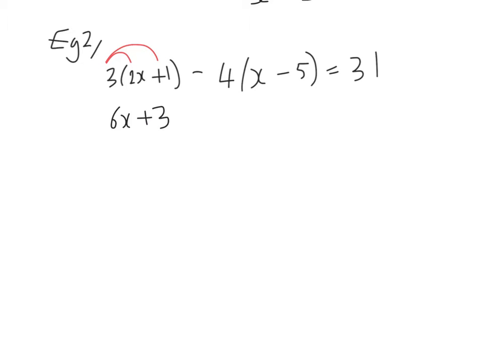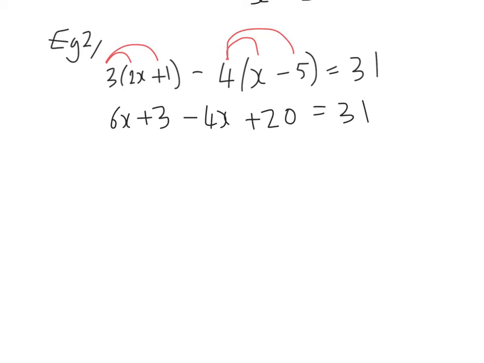And in the second bracket, when we expand it, we're not doing 4 times x. Be very careful to see we're taking away, so it's minus 4 times x, which would be minus 4x. And again, it's minus 4 times minus 5. And minus 4 times minus 5 is positive 20. And that equals 31. So we've expanded, and now we can try and simplify.